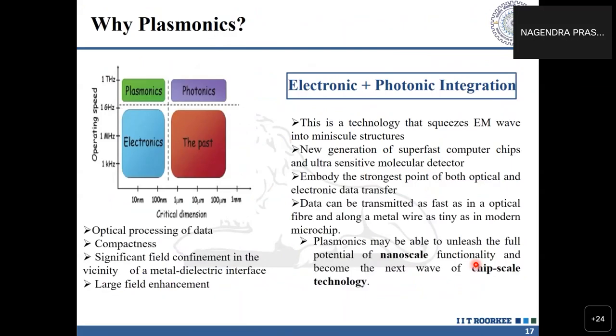Why plasmonics? So basically, this is electronic plus photonic integration. This is a technology that squeezes electromagnetic waves into minuscule structures. A new generation of super fast computer chips and ultra sensitive molecular detectors embody the strongest points of both optical and electronic data transfer. Data can be transmitted as fast as in an optical fiber and along a metal wire, as tiny as in a modern microchip. So plasmonics may be able to unleash the full potential of nano-scale functionality and become the next wave of chip-scale technology.